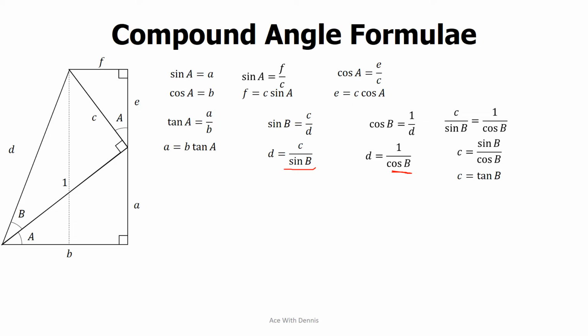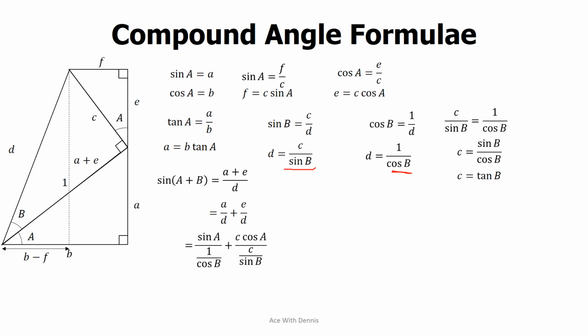Okay, now we draw a dotted line here, and we can see that this length will be A plus E. Okay, and this length will be B minus F. Now we refer to this right angle triangle. It will become sine A plus B equals A plus E over D. So we can split them into A over D plus E over D. So A is sine A.